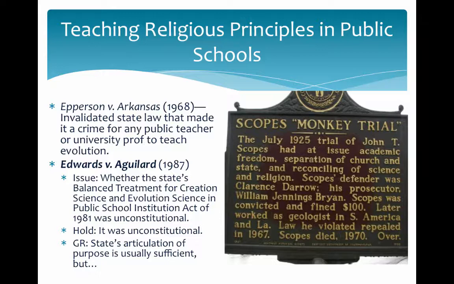And the Epperson case invalidated an Arkansas law that made it a crime for any public school teacher or university professor to teach evolution to their students in their classrooms. So this was a law that was on the books for quite some time, and was invalidated by the Supreme Court. The Edwards versus Aguillard case in 1987 shows an attempt by certain states to try and revive the debate between creationism and evolution. And so you have this case about the Balanced Treatment for Creation Science and Evolution Science in Public School Instruction Act of 1981.